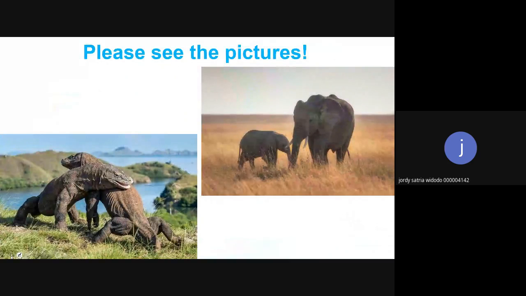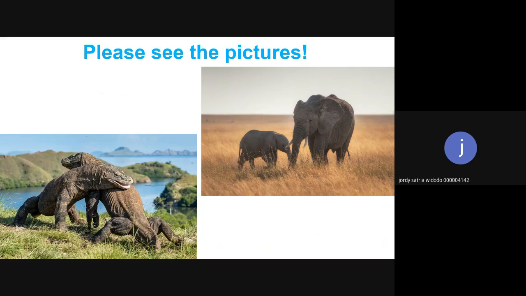So I have provided you with two pictures. They are really endangered animals. The first picture is Indonesia's endangered animal coming from Komodo Island, so of course it is the Komodo. And the second picture is the African elephant. Both of them are really endangered. They need to be protected and conserved, and there are a lot of regulations that conserve them in their habitats.